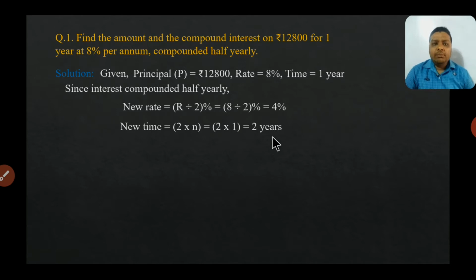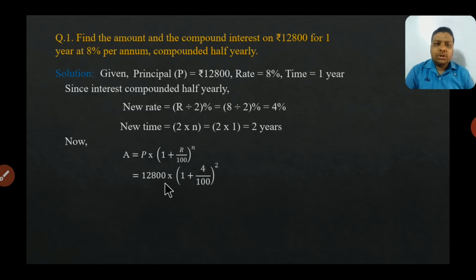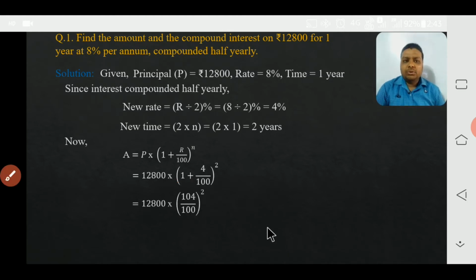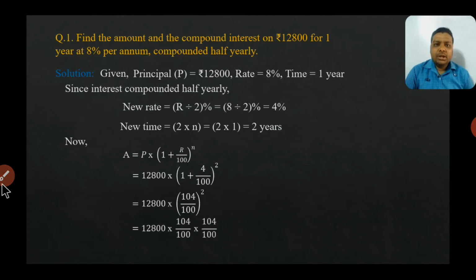Okay, so now we have got the new rate and new time, and we will use this rate and this time to solve the question. Okay students, now we know that A is equal to P into (1 plus R by 100) to the power n. So now we will put in the values. So here P 12,800 into (1 plus 4 by 100) to the power 2. That will be 104 by 100 to the square. Why? Because downside here we can write 1, then 1 and 100 LCM 100, then it will be (104 by 100) to the power 2. Now since it has a power 2, we can write it 2 times. Now we have to solve it.